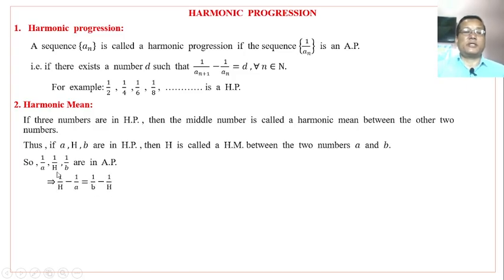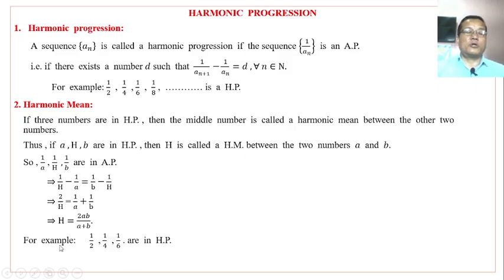Then AP the layer, the second term minus first term equal to third term minus second term. But 1 by H over term ani combined to select we get this. And solve, we have H equal to twice AB by A plus B. This is the formula for finding HM between two numbers A and B. For example, 1 by 2, 1 by 4, 1 by 6 are in HP. Number mari si ahum sa HP the lere. Then 1 by 4 is called a harmonic mean between 1 by 2 and 1 by 6.